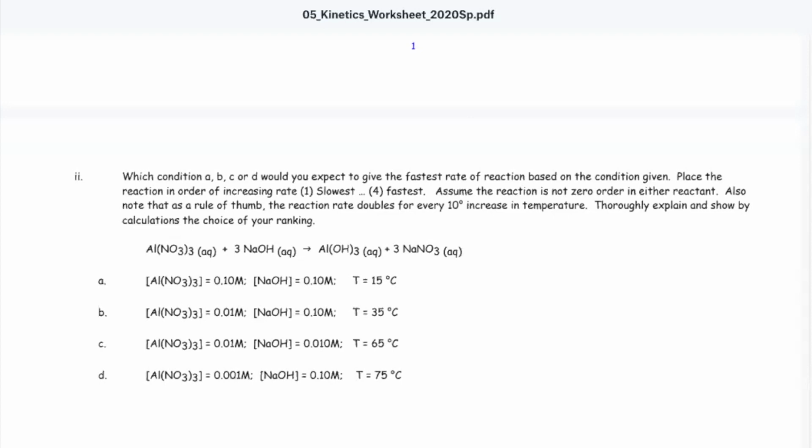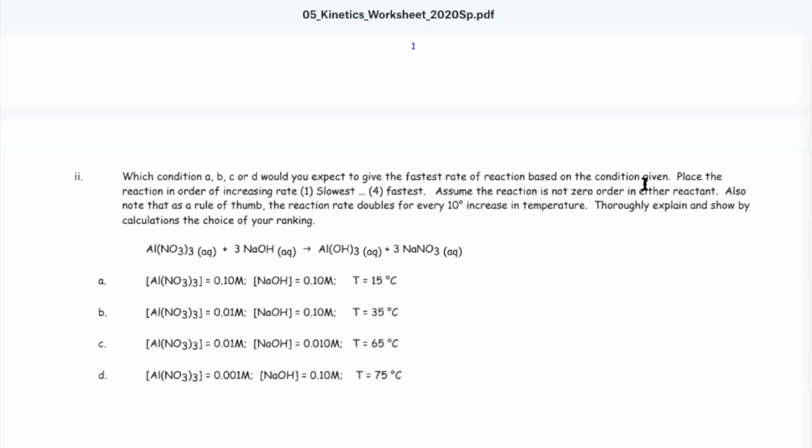The rate doubles from its previous for every 10-degree increase. Now, this particular question says this is the reaction we're studying: aluminum nitrate plus sodium hydroxide goes to aluminum hydroxide and sodium nitrate. And I ask you to make a simple assumption here that the rate equals K aluminum nitrate to the X power, sodium hydroxide to the Y power. And I tell you, assume that the reaction is not zero order in any chemical. So it's not aluminum nitrate to the 0 power, otherwise it wouldn't even be included in the rate. So assume it's not 0 power in either aluminum nitrate or sodium hydroxide. It's got to be 1 or greater.